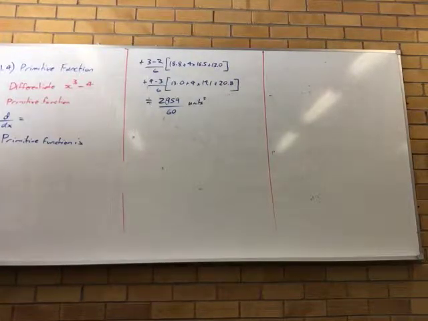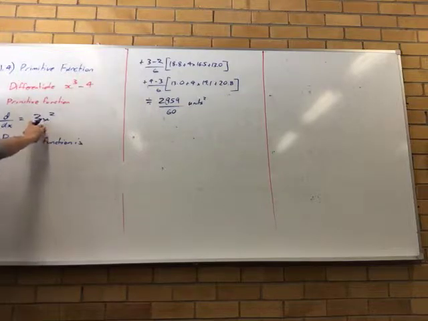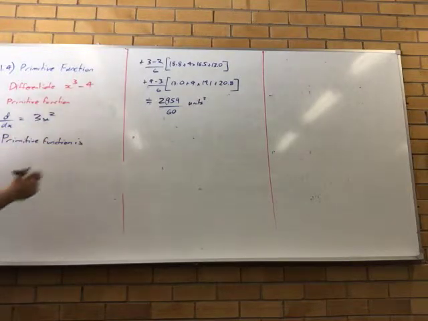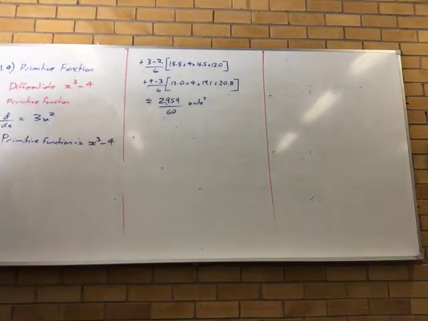Alright, so what's the derivative of that? 3x squared, therefore integrate this. What's the primitive function? But how do you know that it's... It's got something to do with the squiggly lines.